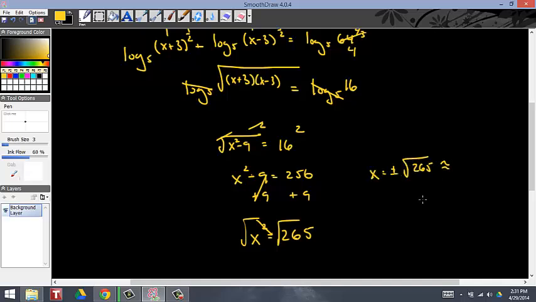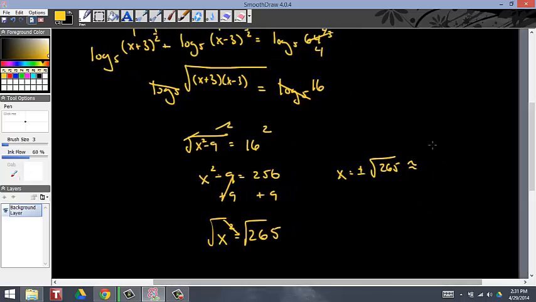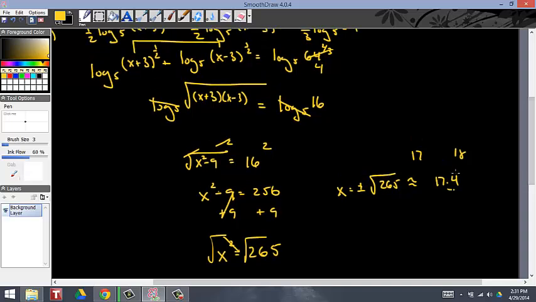Now, you have to guesstimate that. It's between 17 and 18. So I'd say 17.4. Now, you have to check your answer. 17.4, and it's plus or minus. Is negative 17.4 ever going to not work in this problem? What do you think? David, what do you think? It won't work here. Okay, so that means that negative is out. Only positive 17.4 works. Or you can say x equals positive root 265.